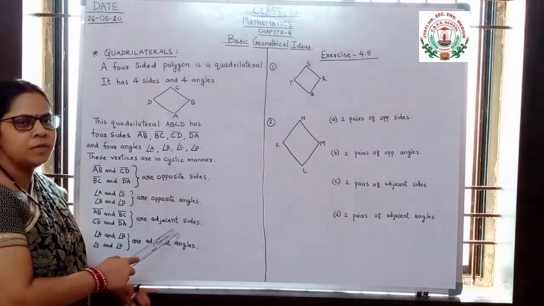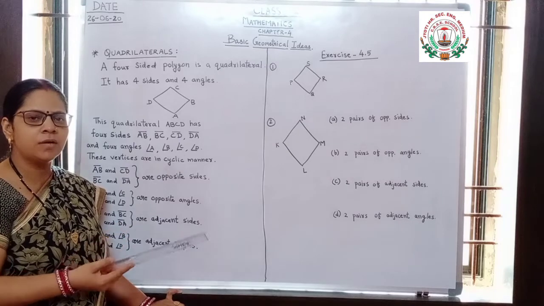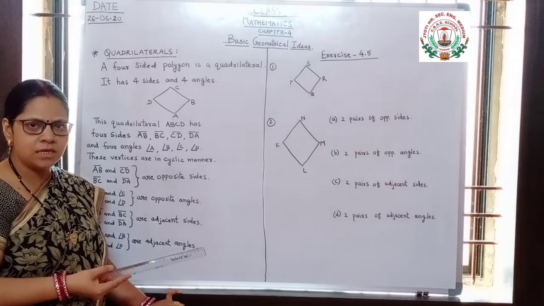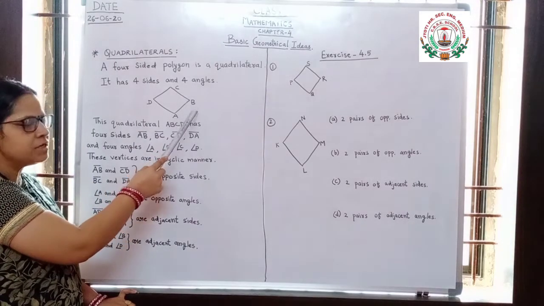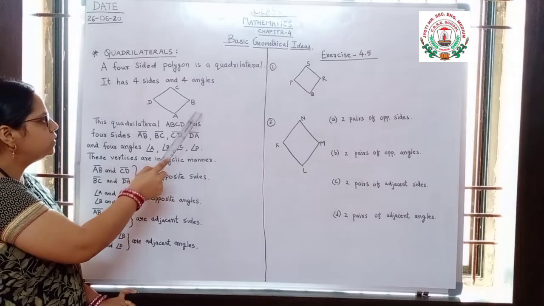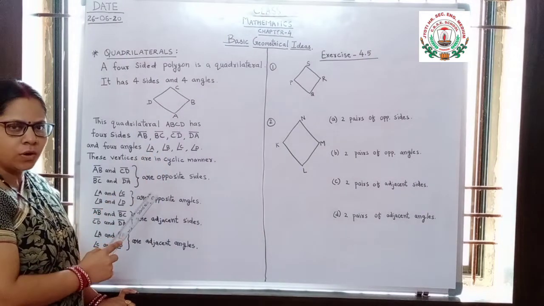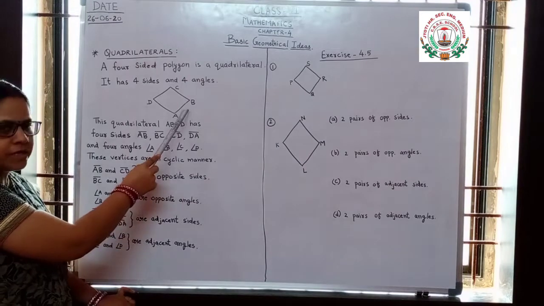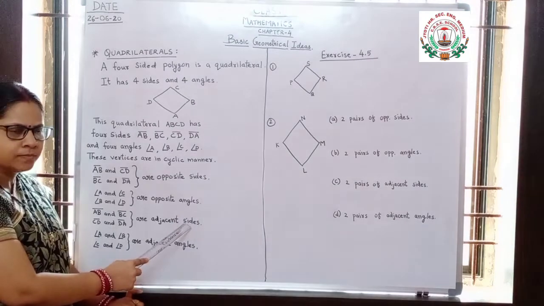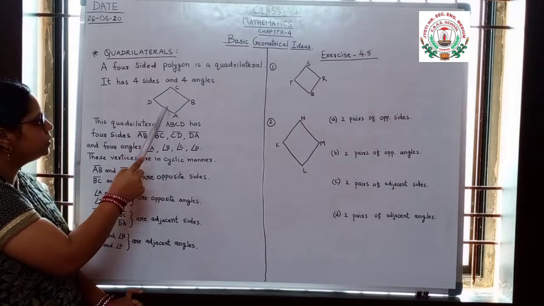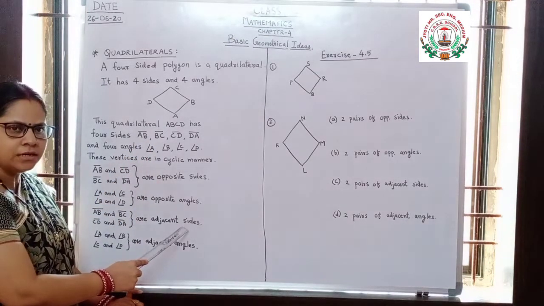Now adjacent. What is the meaning of this adjacent? Adjacent means coming one after the other. Means A after that coming B, or B after that coming C. So they are called adjacent. If you are taking the first side, AB, coming next to that is BC. So these two are adjacent. Coming one after the other is called adjacent. So AB and BC are adjacent sides. Taking the next, CD and next to it DA. So CD and DA are adjacent sides.